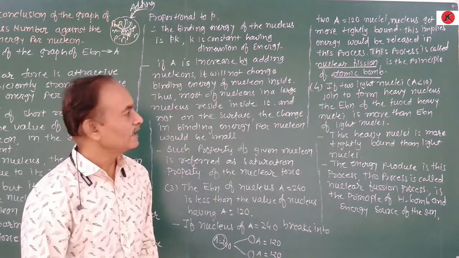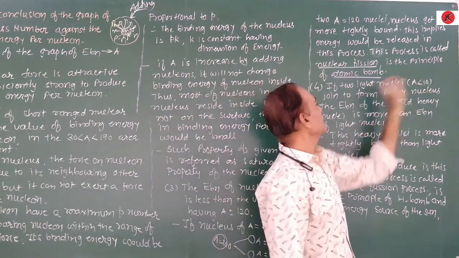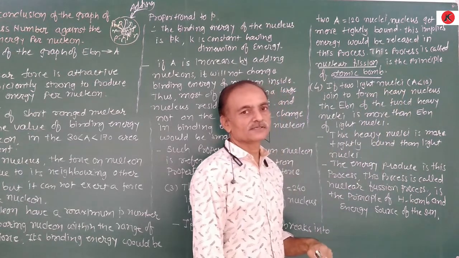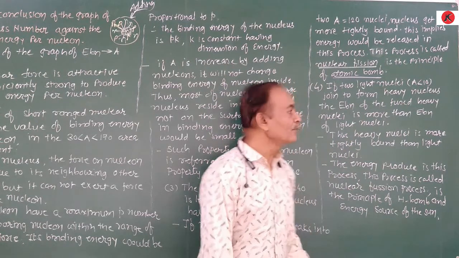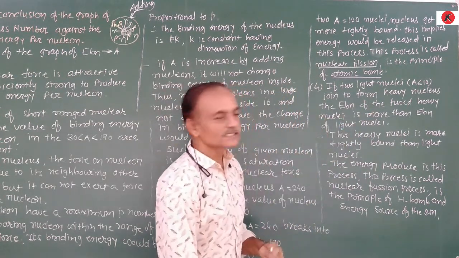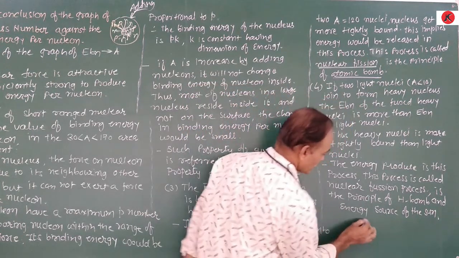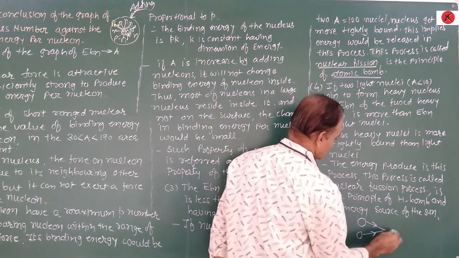In a similar way, if two light nuclei having atomic mass number A less than 10 join to form a heavy nucleus, the binding energy of the fused heavy nucleus is more than the binding energy of the light nuclei. So the two light nuclei are combined to form a heavy nucleus.